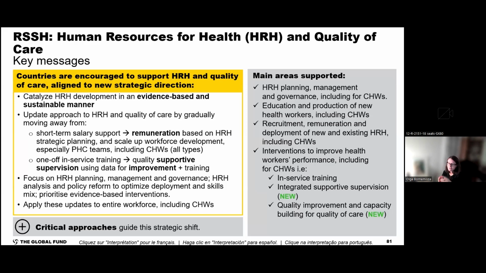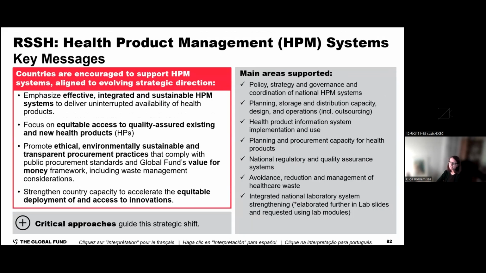At the bottom, you'll see a little plus sign and a note that we have critical approaches. Just a reminder that we do have critical approaches that guide this shift, and we've included them, in the interest of time, in the annex to this PowerPoint that you will receive. And again, the main areas that are supported are summarized on the right. Next slide, please. Health product management systems.